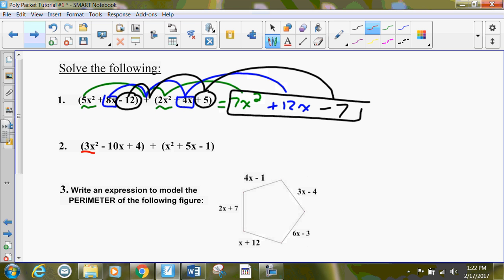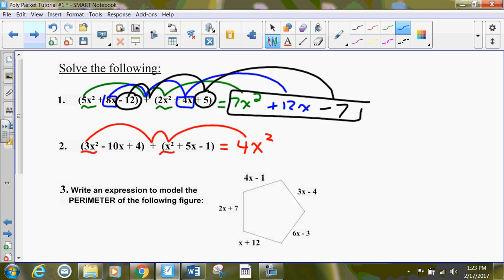Same thing, I've got a 3x squared here and an x squared here. And this always gets tricky. Sometimes students just want to say 3x squared plus x squared is just 3x squared. But that wouldn't be right, right? If we have 3 cookies plus another cookie, we've got 4 cookies. So if we have 3x squareds plus another x squared, that means we have 4x squareds.